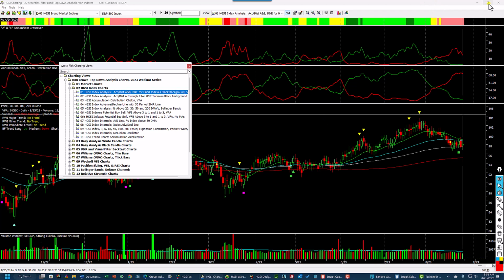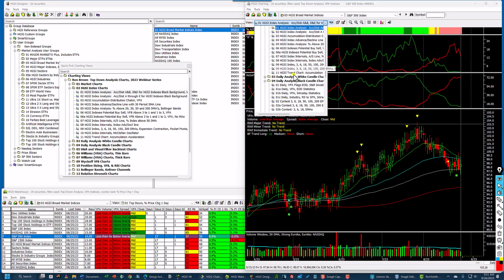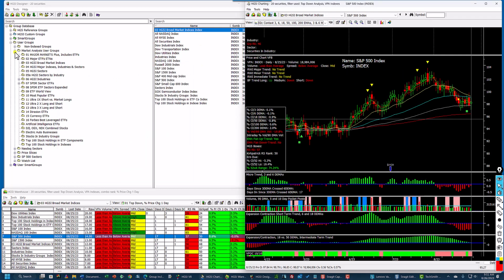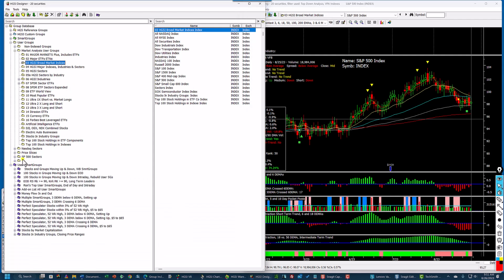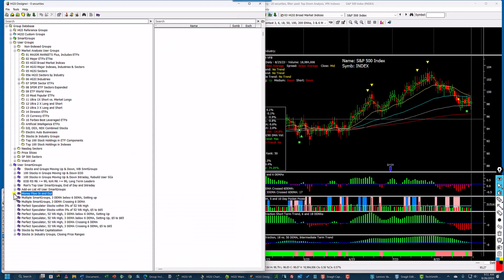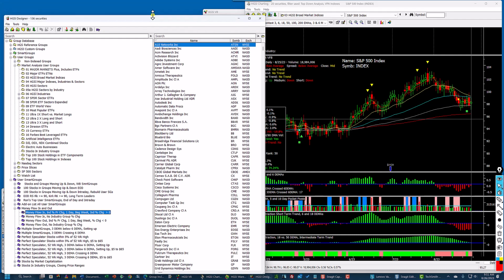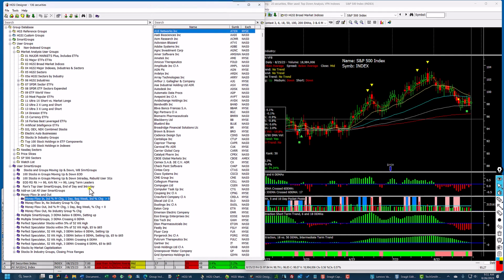Now I'm going to get out of here. I'm going to just drop down to some of my regular charts that I use. And I'm going to go into the designer. Now, last week I talked about money flow. I put these user SmartGroups in here. I've made some slight modifications, and I'll show you that. But here is the first one. I didn't change this one.